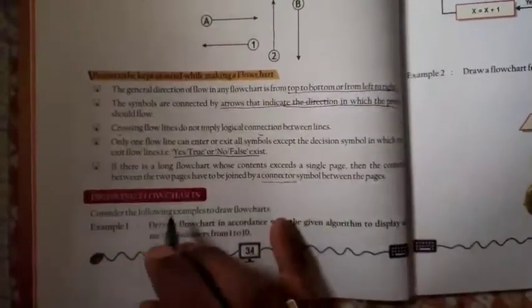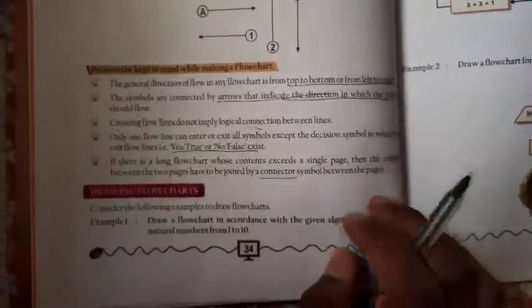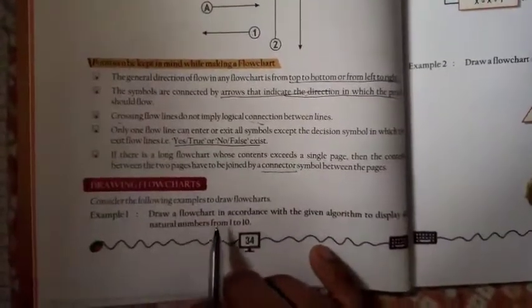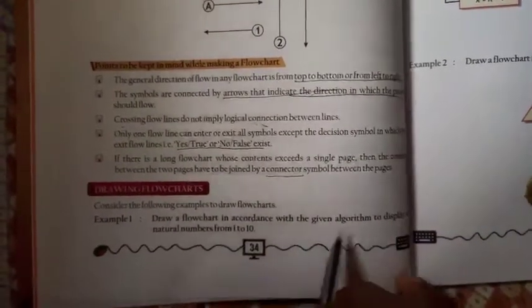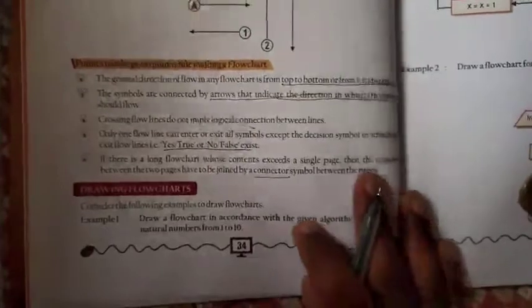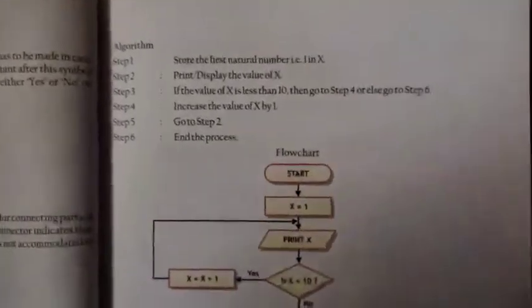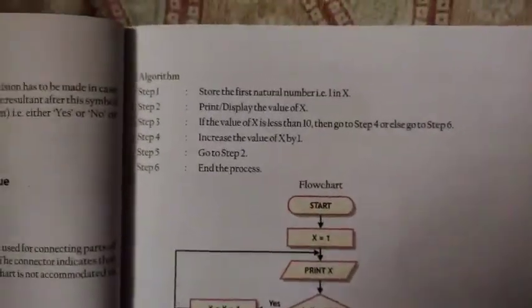Let us see the next topic, drawing flow charts. It is very easy. The first example is given. Draw a flow chart in accordance with the given algorithm. One algorithm is given, and as we have discussed earlier, the steps which represent an algorithm in pictorial form is called a flow chart.